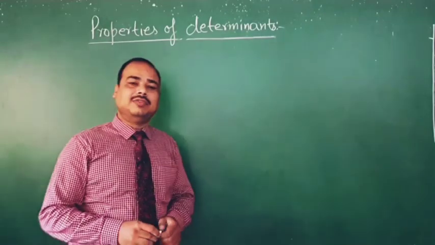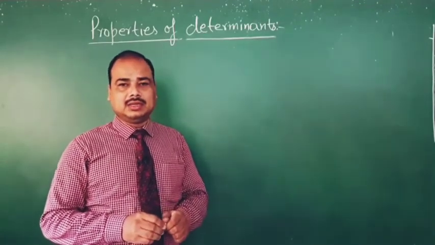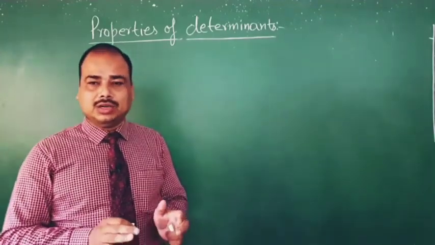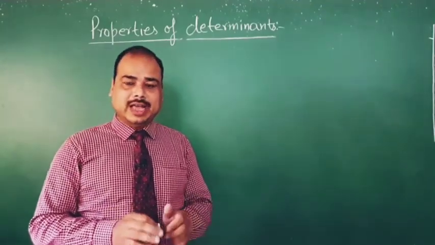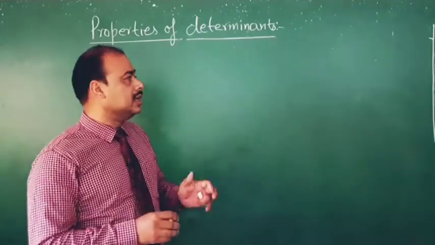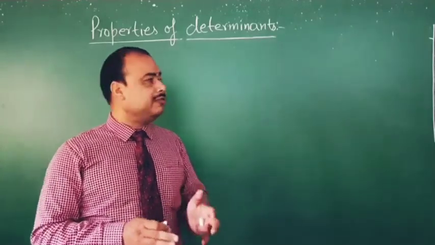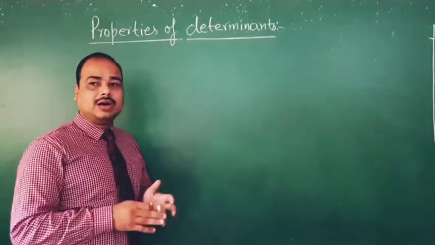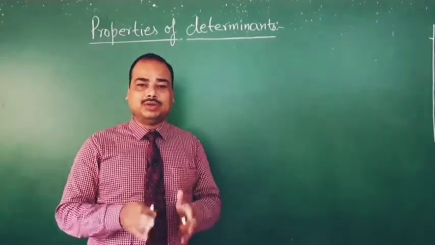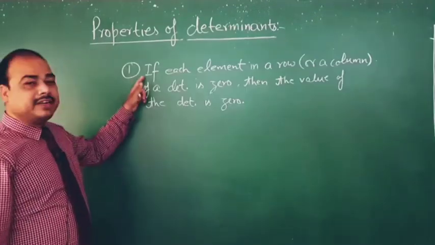We know very well that to find a determinant, we can expand along any row or any column. But a determinant can be evaluated quickly if we expand along a row or column in which there is the maximum number of zeros. Is it clear? Property 1.